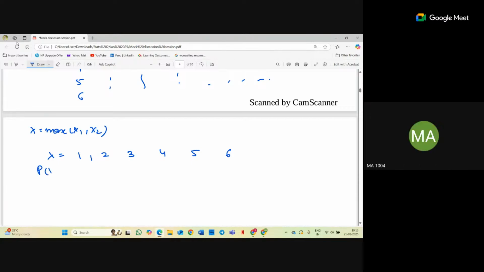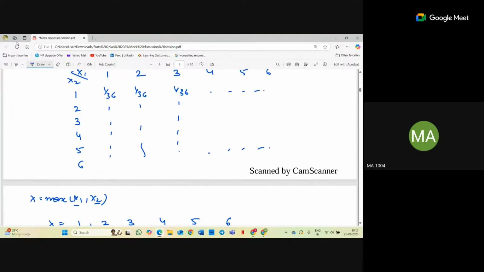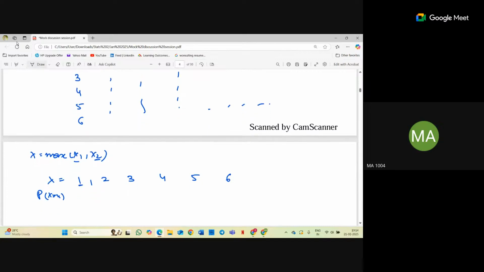And the PMF would be, now X is equal to 1, that is the maximum of both is 1. What are the cases when the maximum is 1? It would be only this case, 1 by 36. So the PMF is 1 by 36.